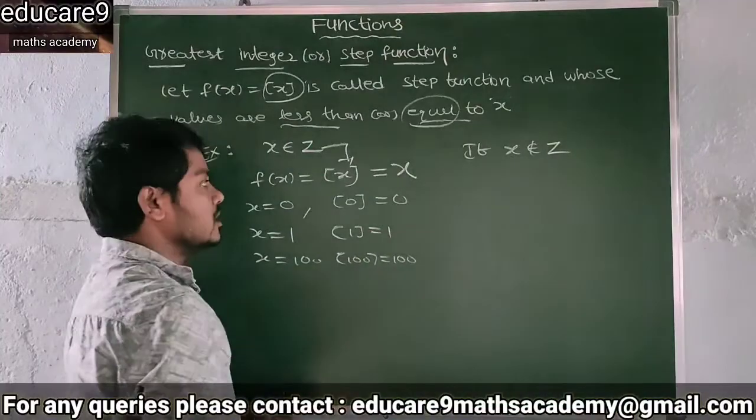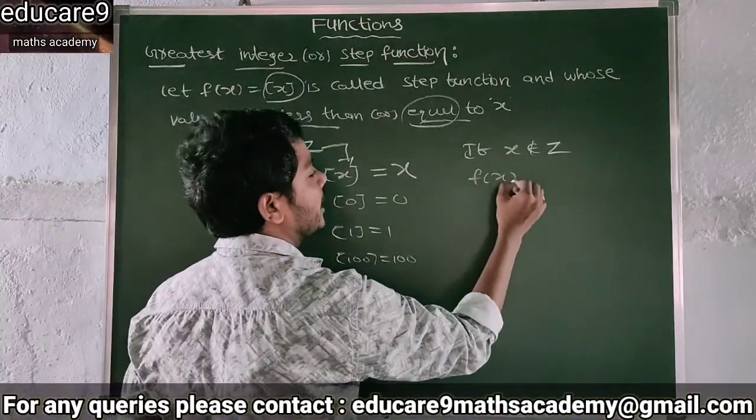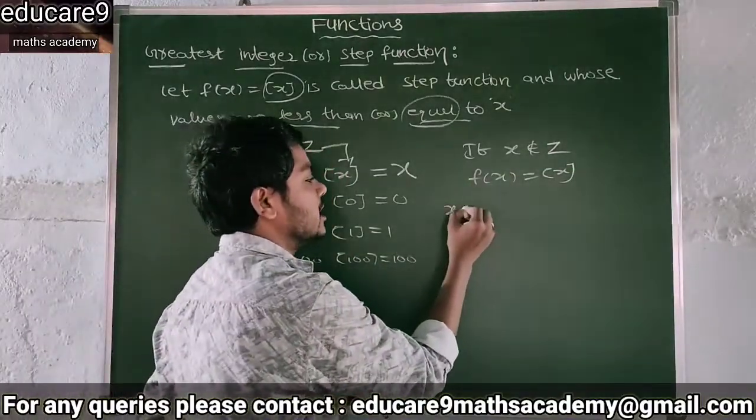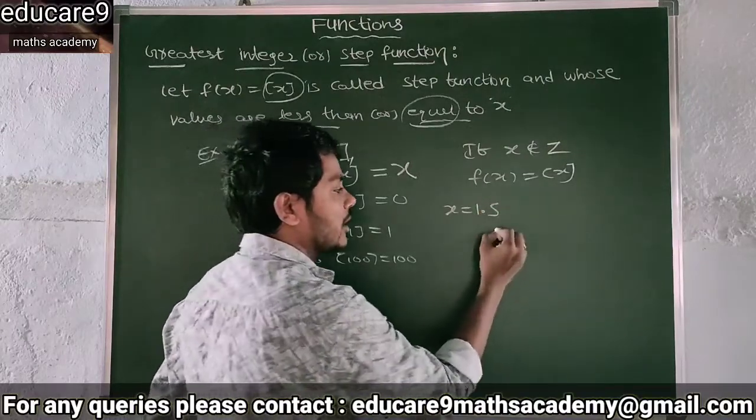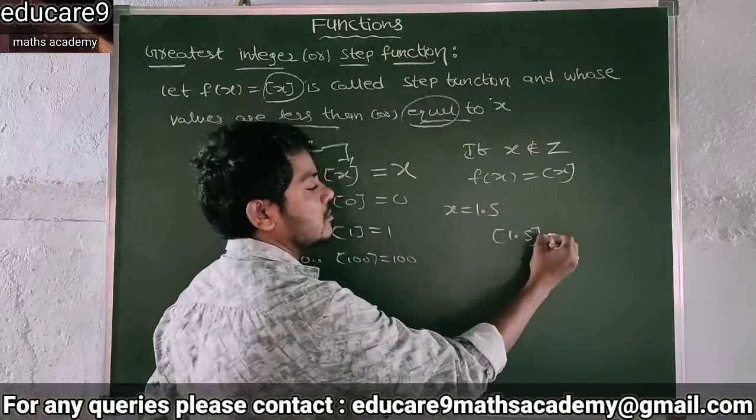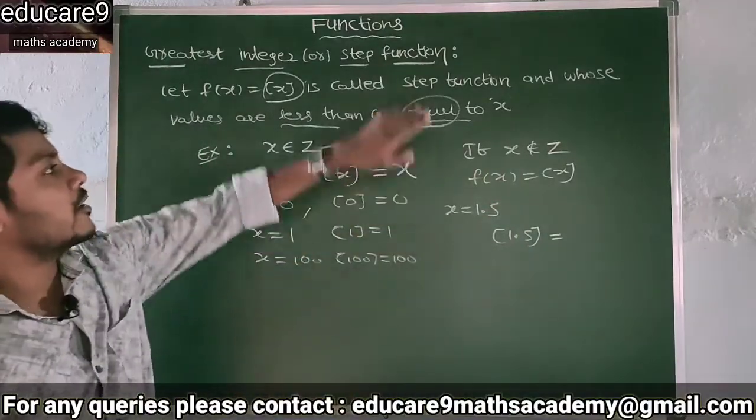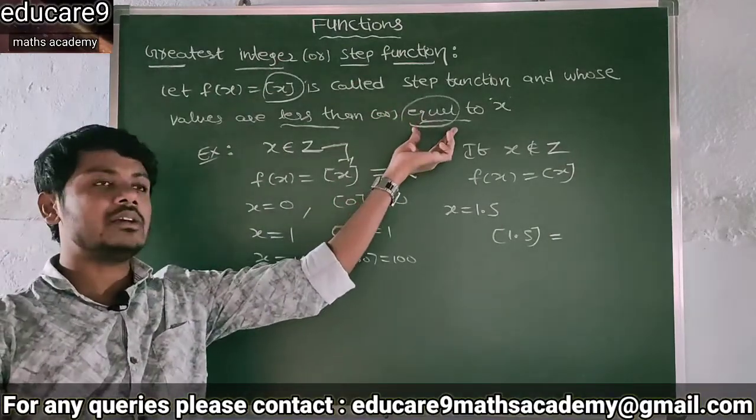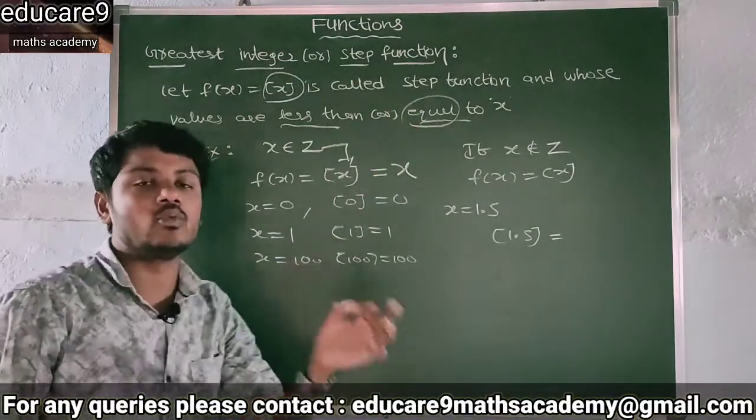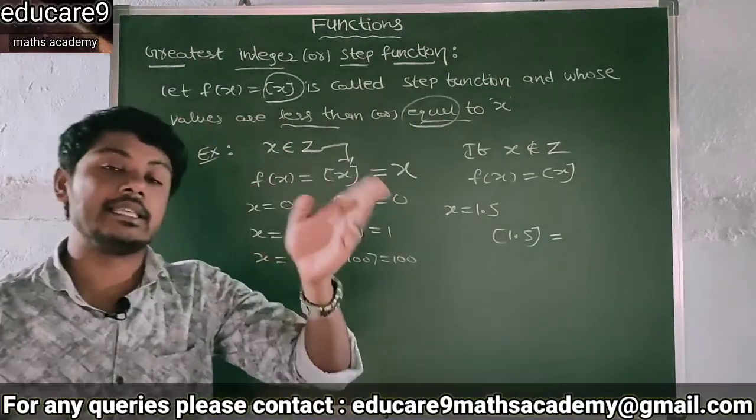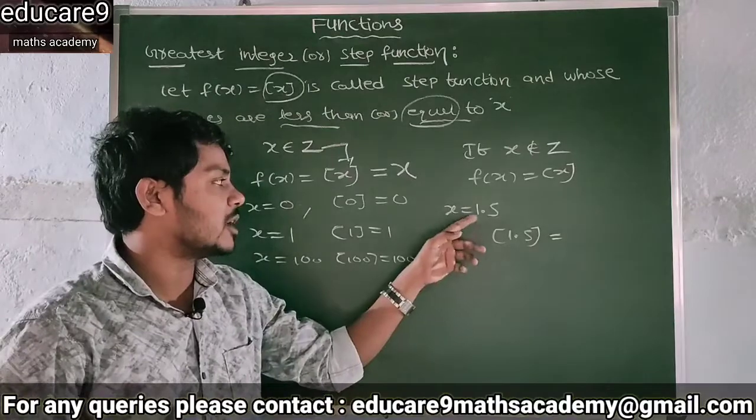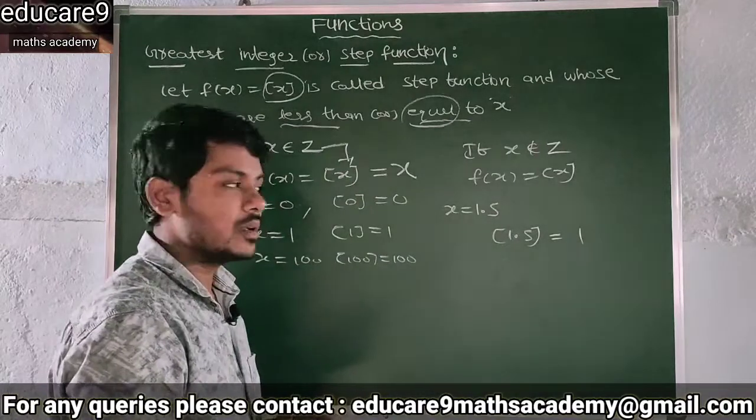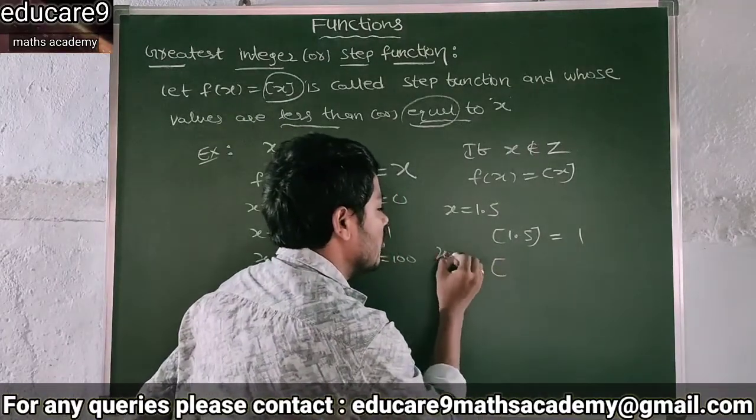And second case, if x does not belong to Z, in that case you have to find step x values. See here, for example, x is equal to 1.5. Now step of 1.5 is equal to what? What are the values of step x? Less than or equal to x. Whenever x is integer, it is equal to x. Otherwise, it is less than x. So here x value is 1.5, so less than this value, that is 1.